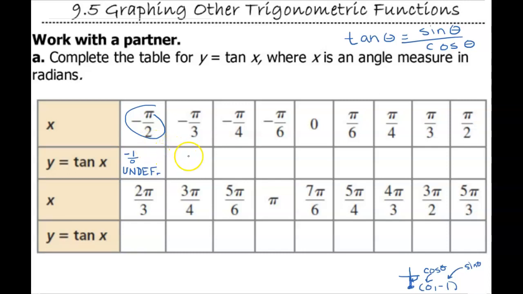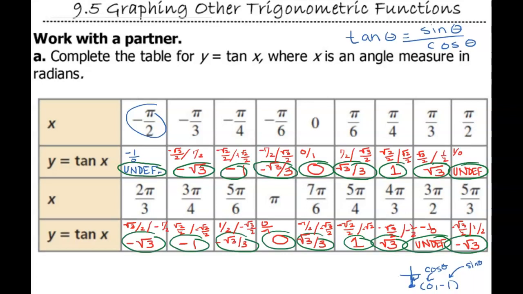I want you with a partner to go through with your unit circle and figure out the rest of these, write it as a fraction, and then simplify that fraction. So this is what you should have gotten on this chart. Take a minute, look it over, look at your final answer, and we're going to use these in a minute to graph the parent function of tangent.